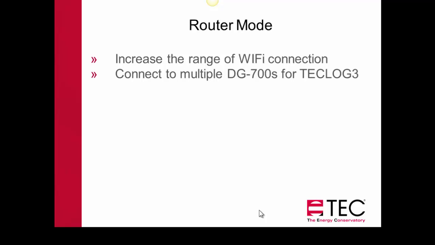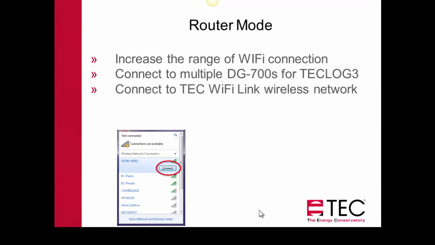So next we'll talk about how to make the switch from AP access point mode to router mode. And again, this can increase the reach of your Wi-Fi connection for a single gauge, or allow you to connect to multiple gauges when using TEC Log 3, or maybe you're using the iTEC 700 for PC to pull multiple gauges up onto a screen.